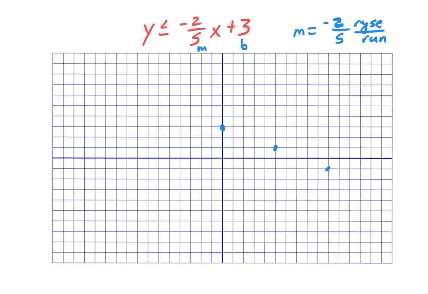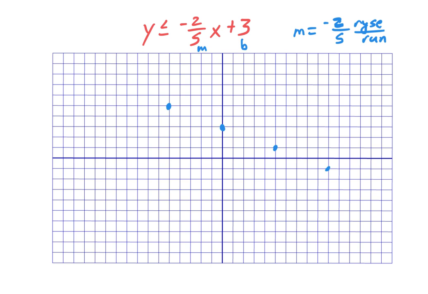And we can do that as many times as we want. We can also go up 2 and left 5. So we can make a bunch of points. Do we need that many points? Not necessarily, but just to show you that you can keep going as many times as you want, to get a little bit more accurate line.